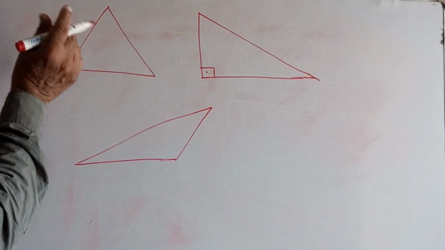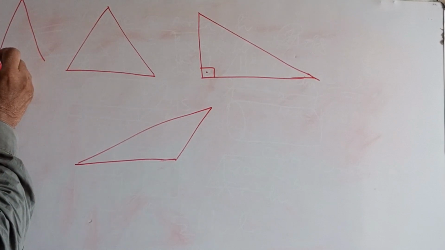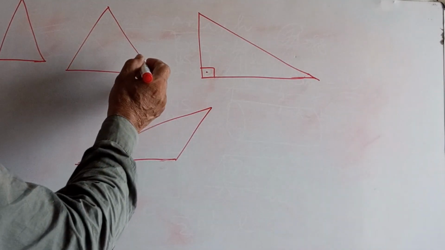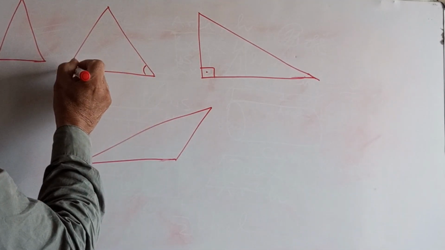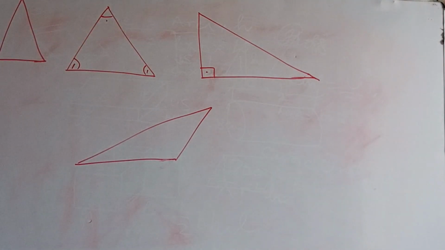Now with respect to its side, it can also be an isosceles triangle. So this is an equilateral triangle. All the three angles are equal. So this angle, this angle, this angle are equal.